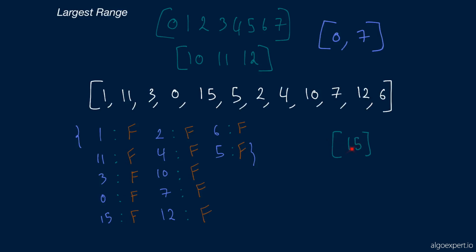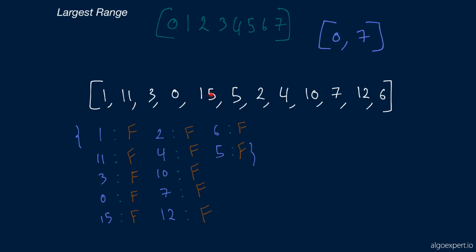And so we've got here a range, a potential range that only has the number 15. And this range obviously is not bigger than 10, 11, 12, which itself is not bigger than 0 through 7. So we can actually erase both of these ranges. And so you'll notice that, by the way, when we got to the number 11 here, the second number in the array, 11 was marked as true back then. And then we marked it as false. That's why we did the whole expanding and finding the range with the number 11.